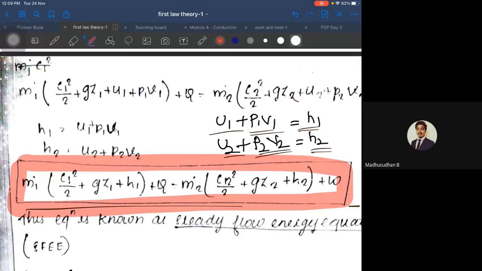Okay, learned. Stephen. Yes, sir. What is the equation? Steady flow energy equation. M1 into c1 square divided by 2 plus gz1 plus h1 plus q. It is not minus, guys, it is equal to. Equal to m2 into c2 square divided by 2 plus gz2 plus h2 plus w.